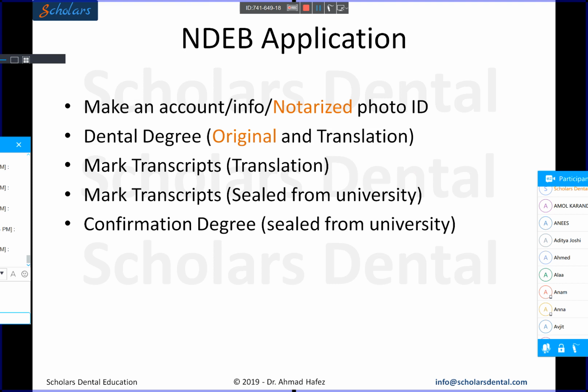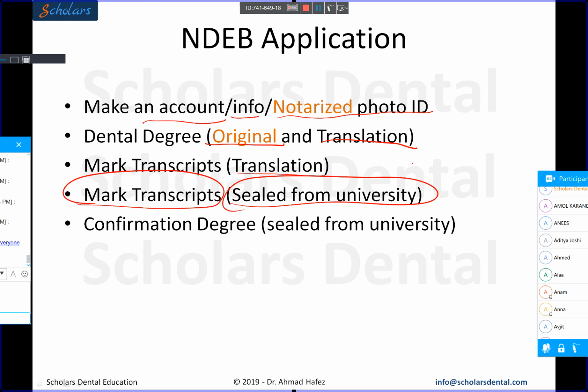Okay, let's talk about the NDEB application. I'll go over it quickly. First, you're going to make an account with your information, and you're going to have to send them a notarized photo ID. Also, double check if there's any new info. This is updated based on what I've seen newly: now they want the original degree and translations of the dental degree. They want your transcripts, meaning your marks, from the translation copy. And also they want transcripts, meaning your marks, sealed from the university, from the university to NDEB directly. And then they also want a confirmation degree sealed from the university.